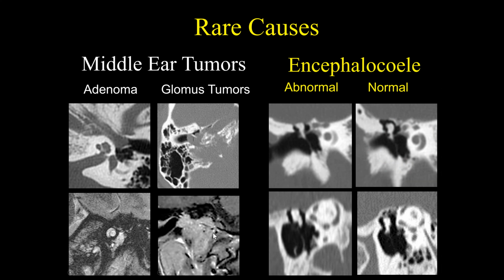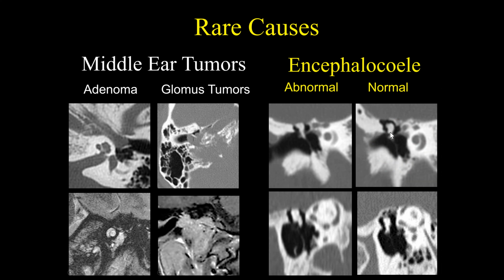On the coronal images here, we can see this densely enhancing mass arising from the jugular foramen. We can see the multiple flow voids, and we can see the tumor extending superiorly into the middle ear cavity. We can also have developmental causes, and an encephalocele can cause conductive hearing loss, but sometimes we can miss them if we don't look carefully.